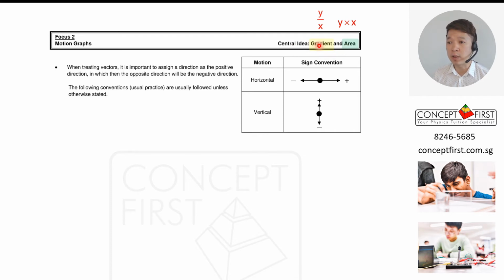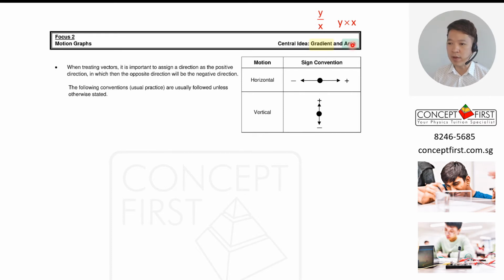Now when we calculate the gradient of a straight line, we are actually taking the y-axis value divided by the x-axis value. And in doing so, we are finding the amount of y for every 1 x. I will reiterate this point later when we go to the graphs proper.